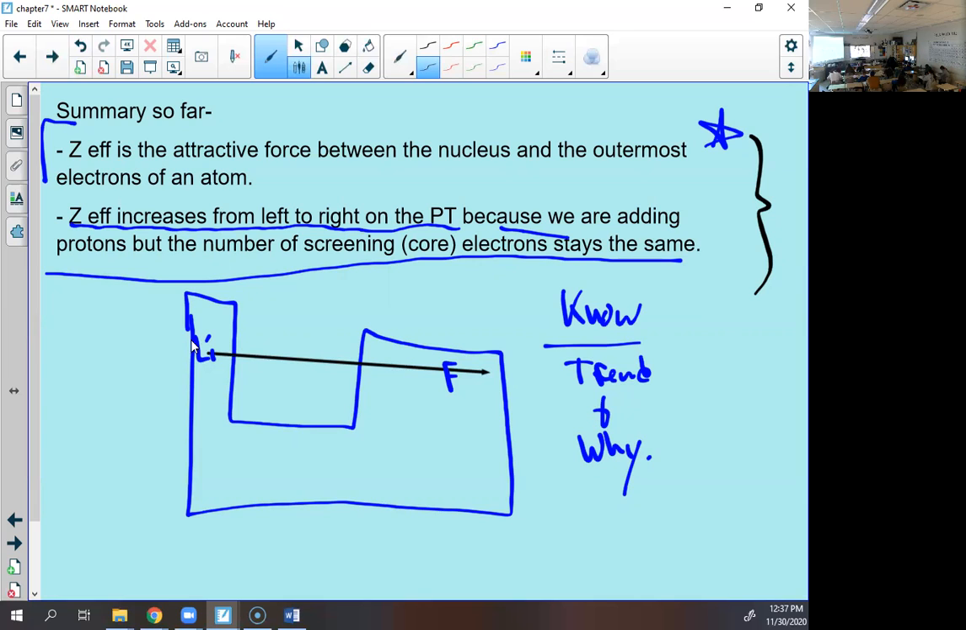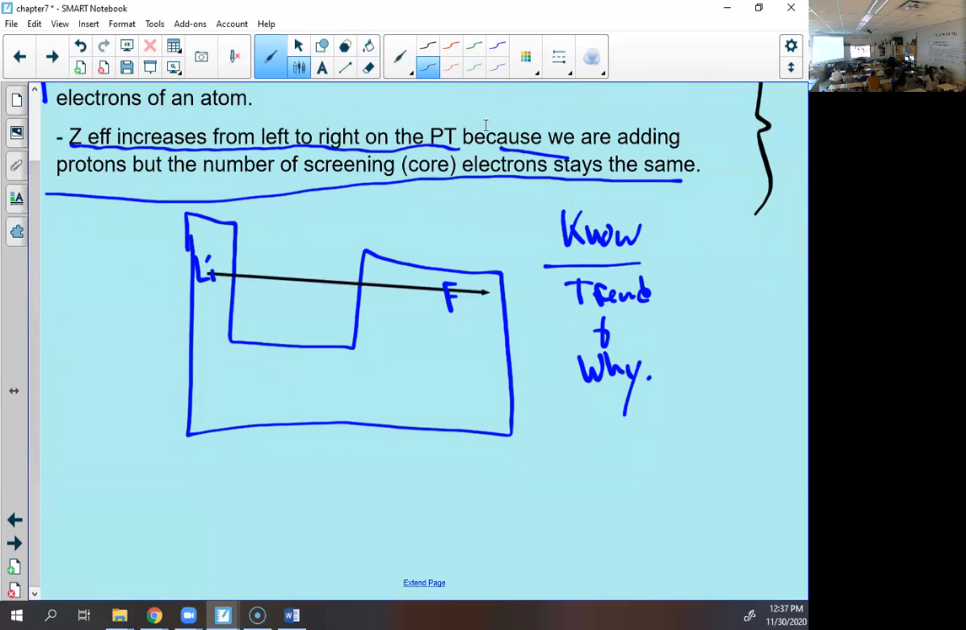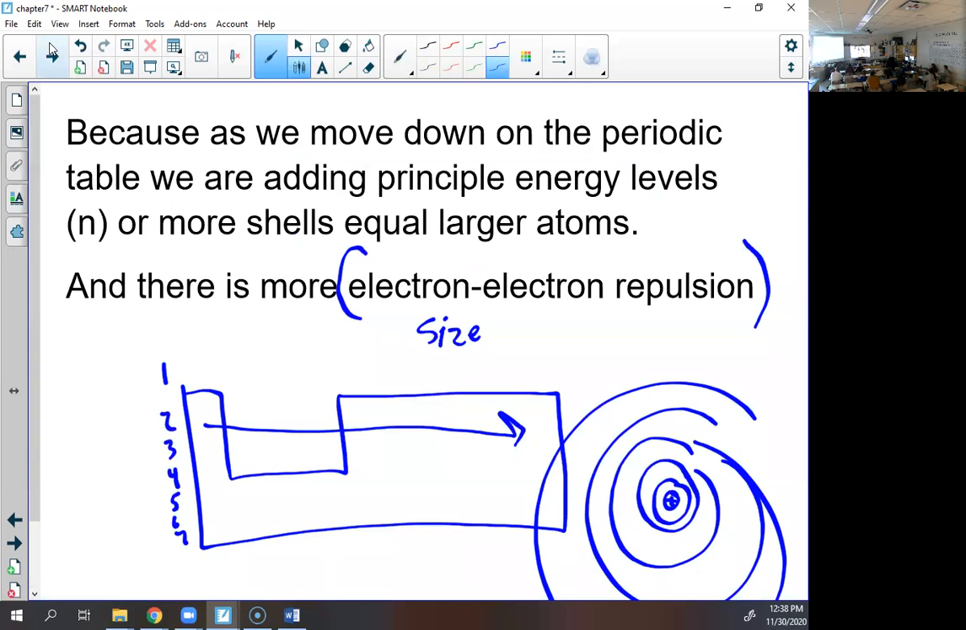Okay, well, tell your partner real quick, Li or F, which one do you think would be the smaller atom? F is correct. If we were to illustrate, we'd put F about that big and Li about that big. All right. Next.